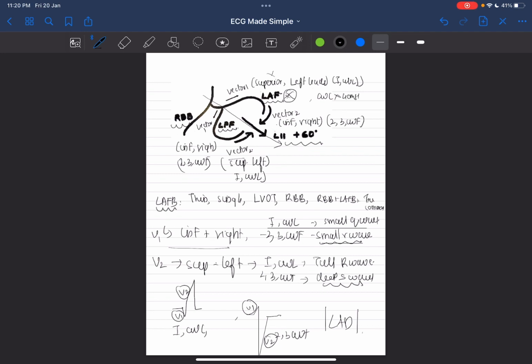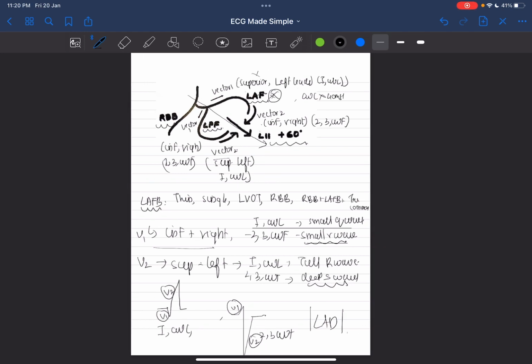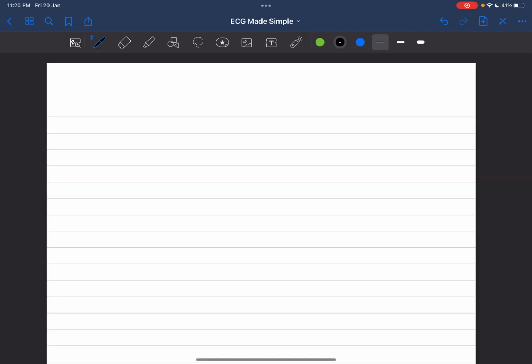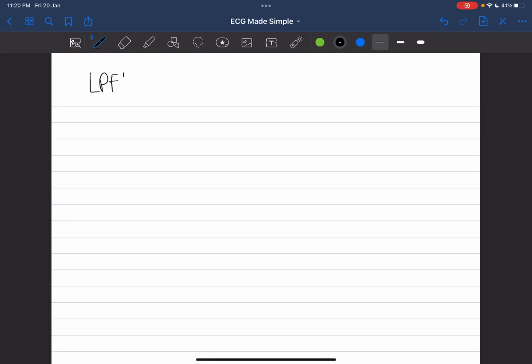So this explains all the findings. Now we will explain the left posterior fascicle. LPFB, again, what are the important facts about LPFB? LPFB is actually very rare and is one of the rarest causes of right axis deviation.